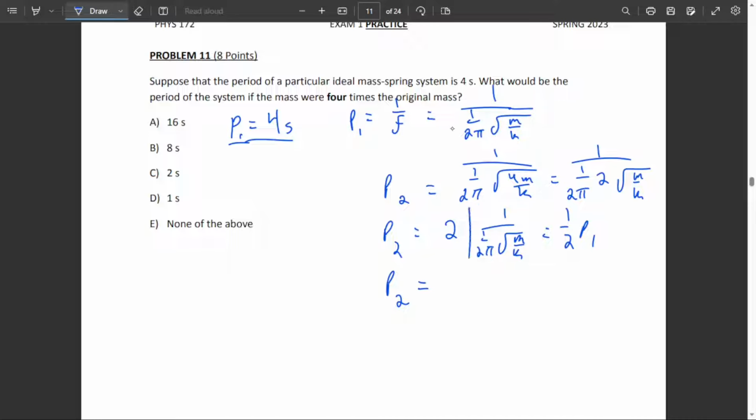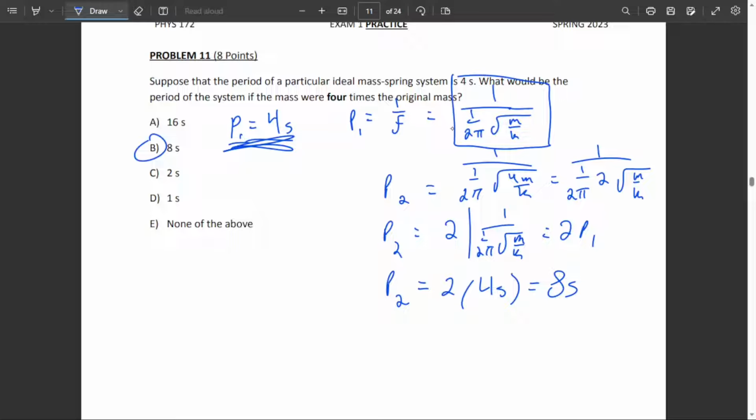So then we get 1 over 2 pi square root of m over k, which is the same thing as P1, which means we can write this as 2 times P1. So the period, if the mass were 4 times as large, is double the original period. If we plug in our 4 seconds, we get 8 seconds, which is our answer. Alright.